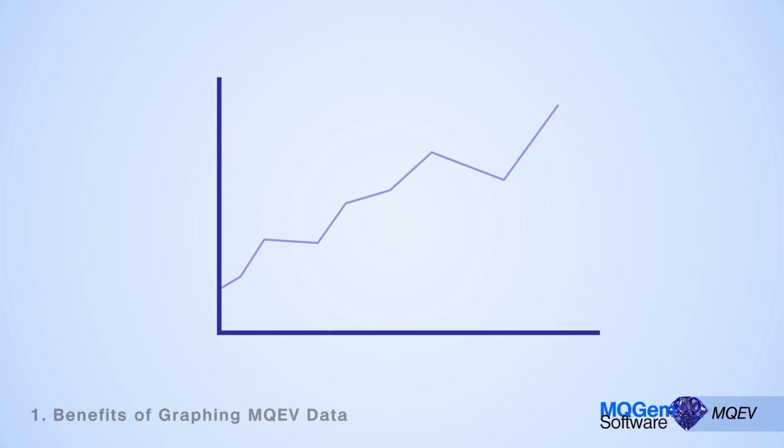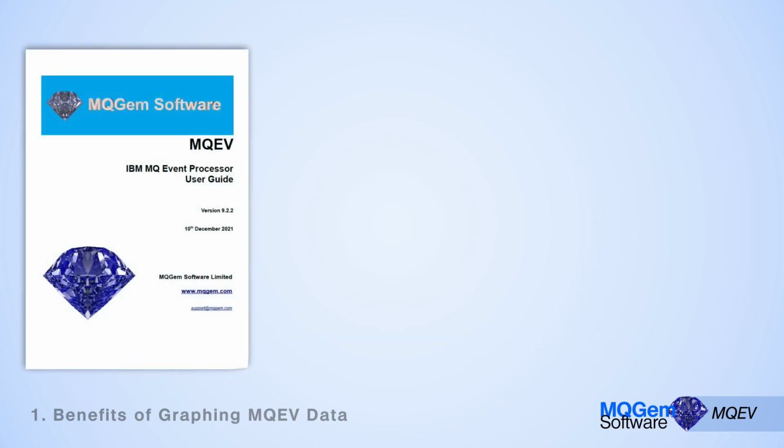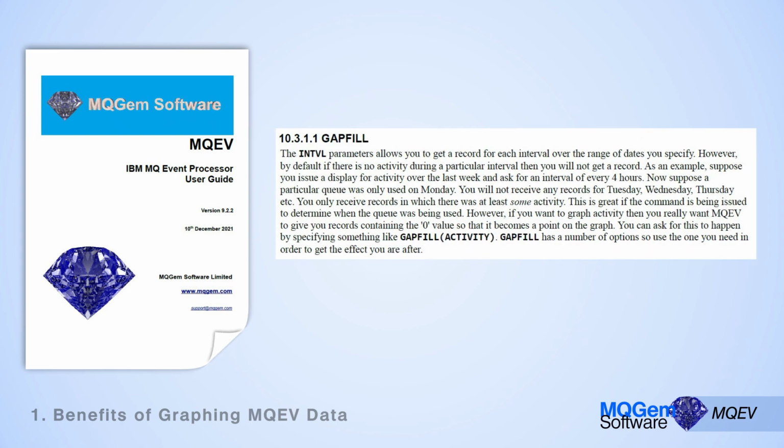MQEV commands are designed to help make the data more easily graphable. Application data can be gappy. If the application only runs from 9 AM till 12 noon each day, then there will be no data in the afternoon. When making a graph, it would be misleading to create a line graph like this, and instead it would be better to have data points conveying 0 for the gaps. MQEV provides this facility using an attribute called gap fill.